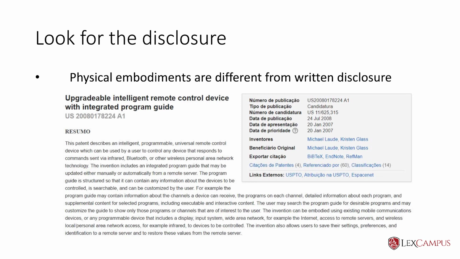Here you have an invention. This patent describes an intelligent programmable universal remote control device which can be used by a user to control any device that responds to commands sent via infrared, Bluetooth, or other wireless personal network technology. Now, the description, as you just saw, the written description is much different from the physical embodiment itself.